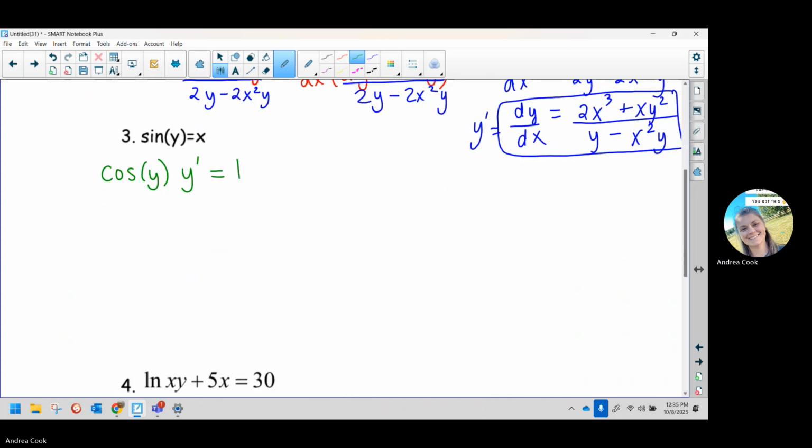So y prime, so I'm dividing by cosine of y. So I can write it like that. I can also write it as dy over dx. And what could I change 1 over cosine y to? Secant y. So either one of those are fine.